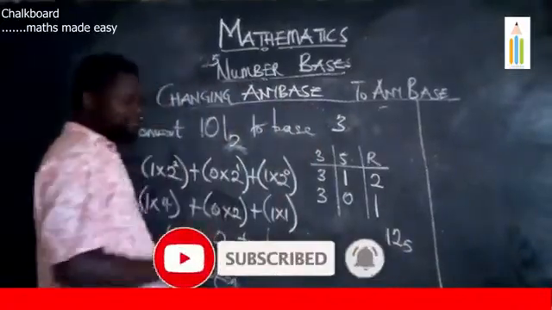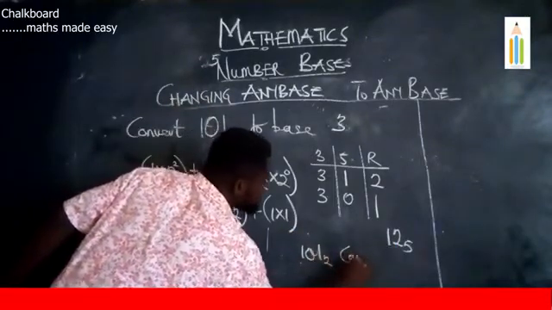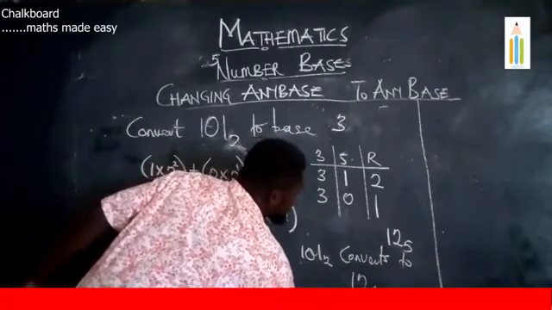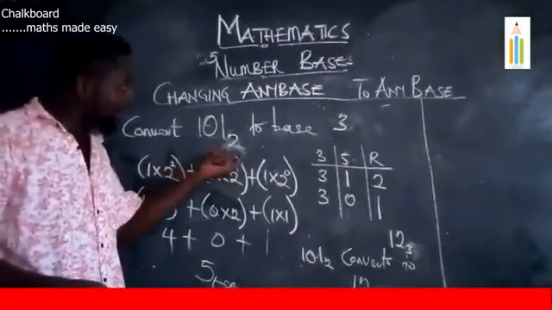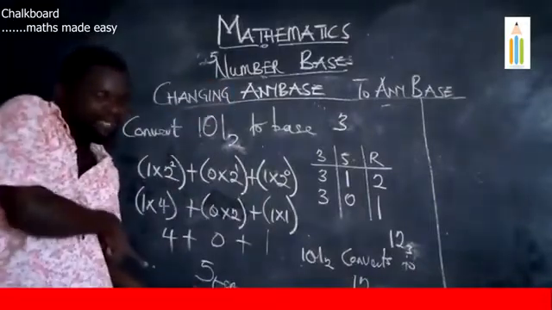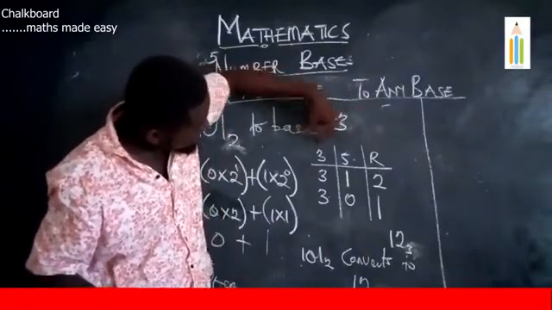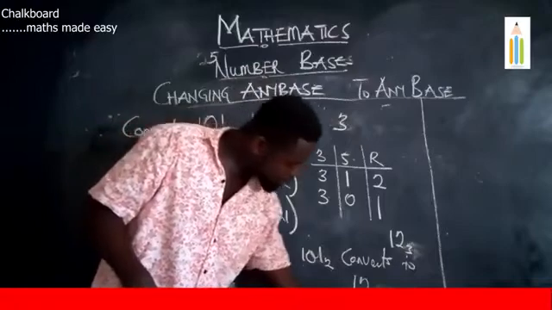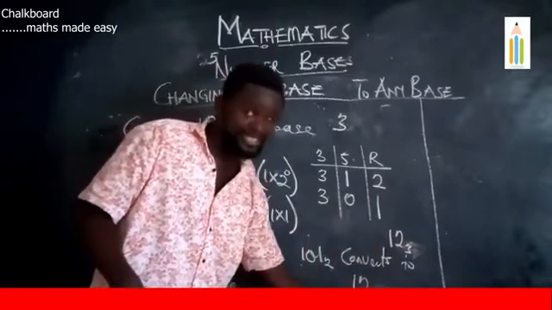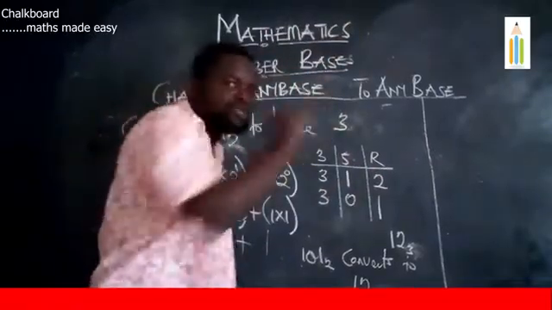Now let's see. How do we write our final answer? We are writing our final answer as 101 base 2 converts to 12 base 3. So now we have converted 101 base 2 to base 3 by first converting the 101 base 2 to base 10, getting 5 base 10. Then the 5 base 10, we converted that one to base 3. Then we had what? 12 base 3. So our final answer for 101 base 2 converting to base 3 is 12 base 3. So that's how it's done. So we first have to convert to base 10, then from that base 10, we convert to the base that we want. Are we good?